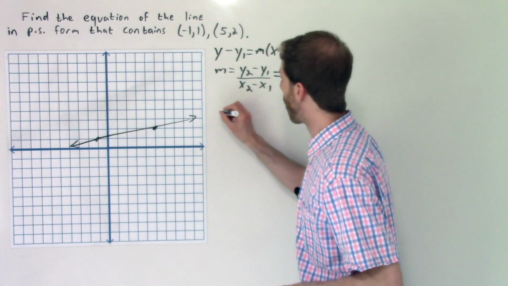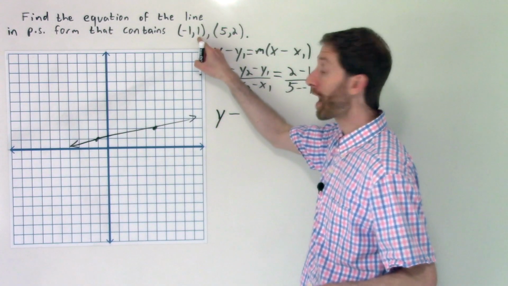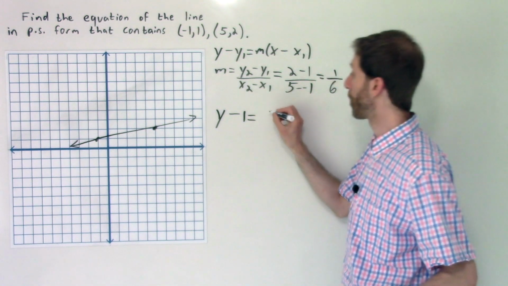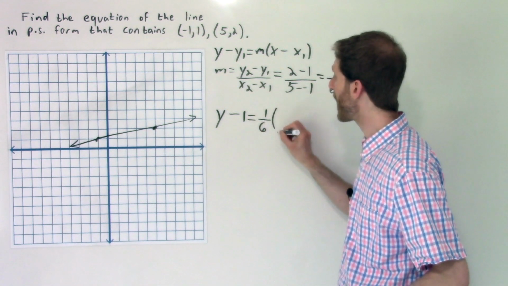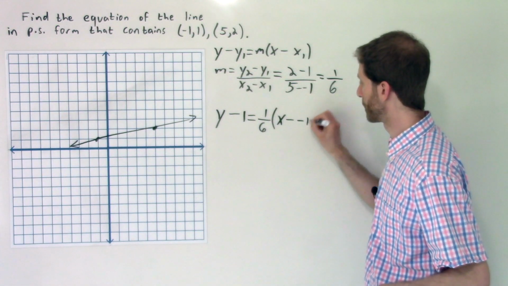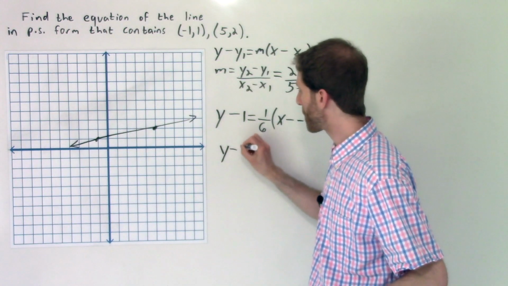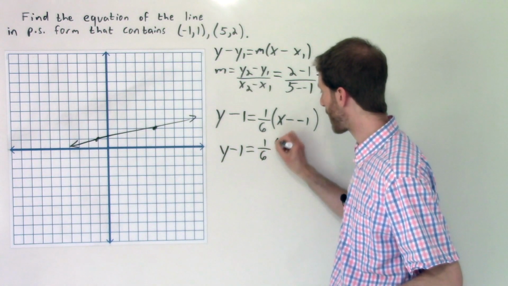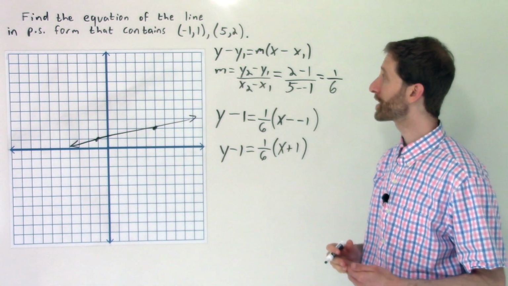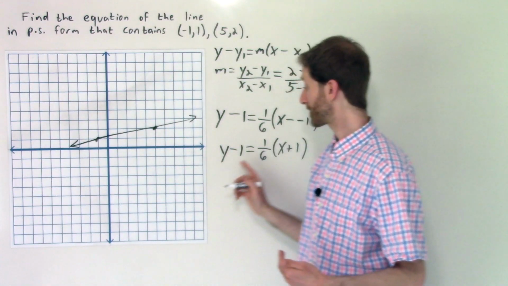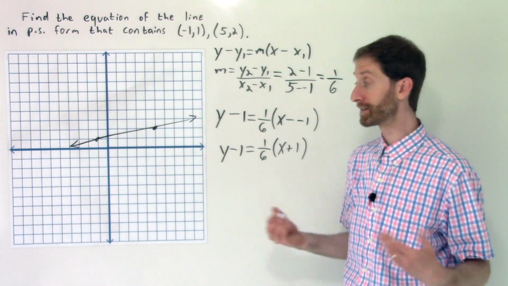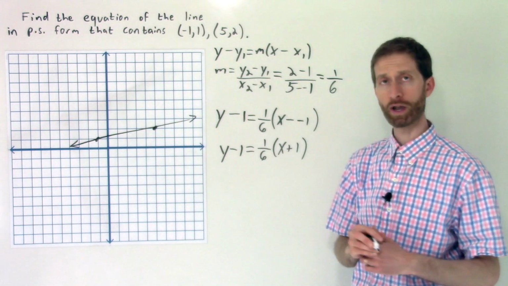So I've got y minus, there's y1, that's the point on the curve, 1 is equal to our slope of 1/6 times x minus -1. Okay, so we'll simplify this down. y minus 1 is equal to 1/6 times x plus 1. That's it, peeps. All we have to do is identify what the slope is, because that's going to tell us how to rise and run, and insert one of the 2 points, because they're both on the line, it doesn't matter which one you choose, into our equation.